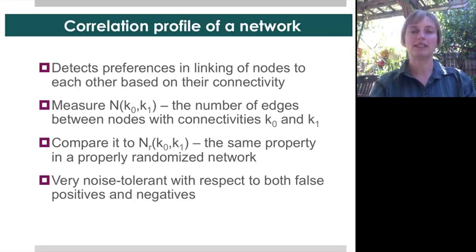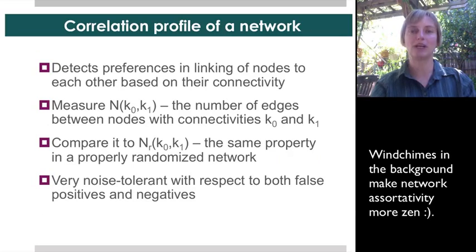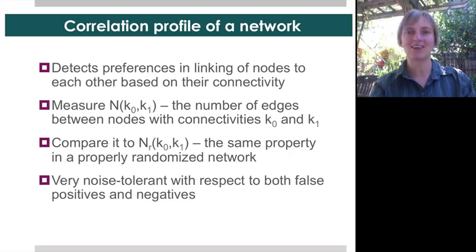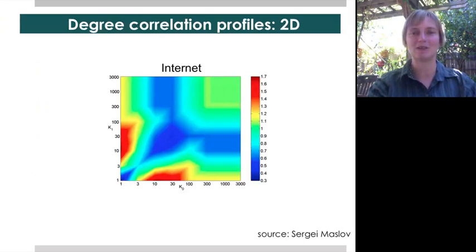There are different ways in which you can capture this. One is to actually enumerate all possible pairings of degrees across the edges and look at the same property in a randomized network. The reason why I randomize is just to see that sometimes at random you'll have a high degree node connecting to a low degree node.